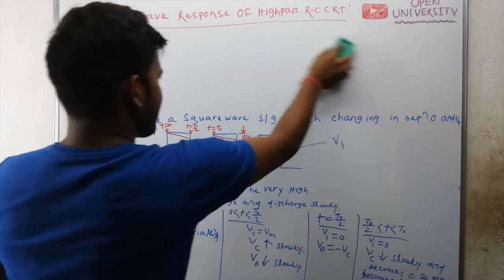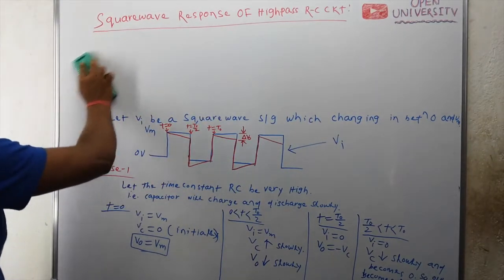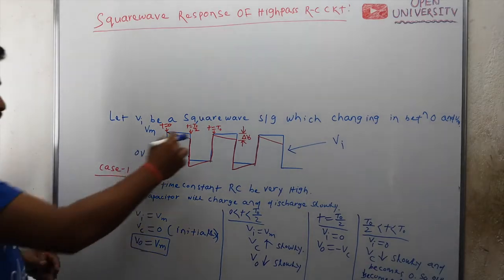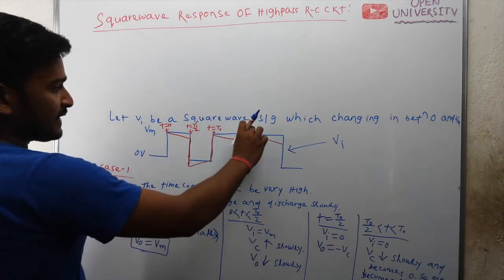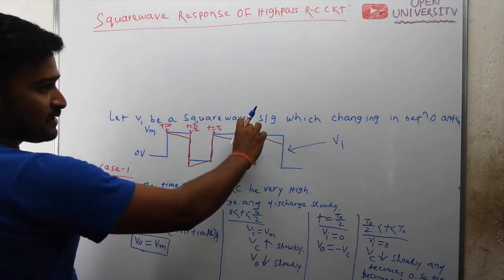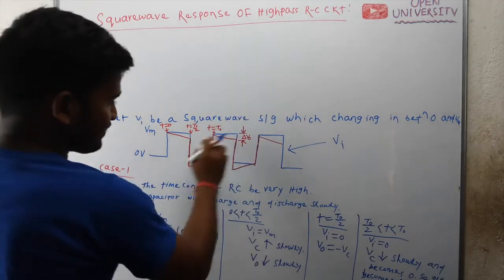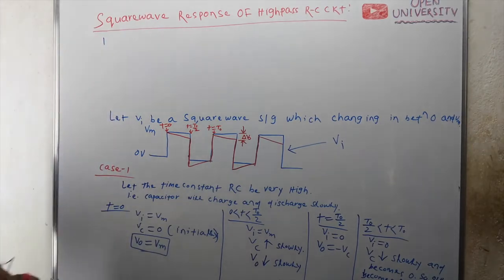We understood the operation of this high pass RC circuit when time constant is very high, particularly the square wave response. Now we'll derive the formula of this tilt, delta V naught. How much is this change in the output voltage? This change in the output voltage is nothing but delta V naught. So give the heading tilt.